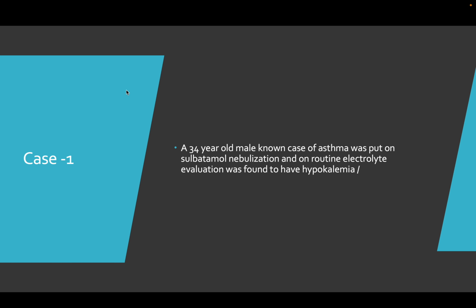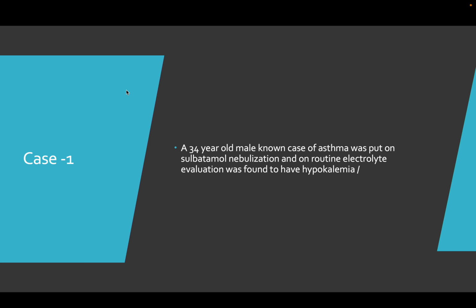You need to understand how you approach a case of hypokalemia. That is very important. So, we go ahead and start with the case-based approach. How do you approach a case of hypokalemia? So case 1, a 34-year-old male, known case of asthma, was put on salbutamol nebulization and on routine electrolytes was found to have hypokalemia.